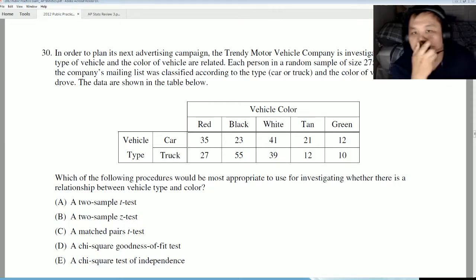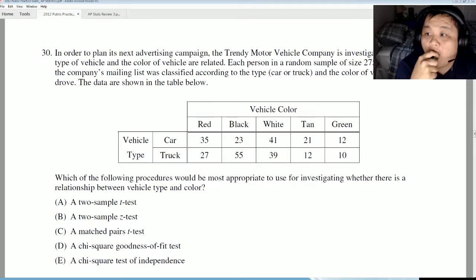The relationship between vehicle type and color. They give you a sample size of 275, so that should already tell you. Is investigating the type and the color of vehicles each person. Chi-square goodness of fit, hold on. I think it's independence. Chi-square test of independence. Why is it not goodness of fit?